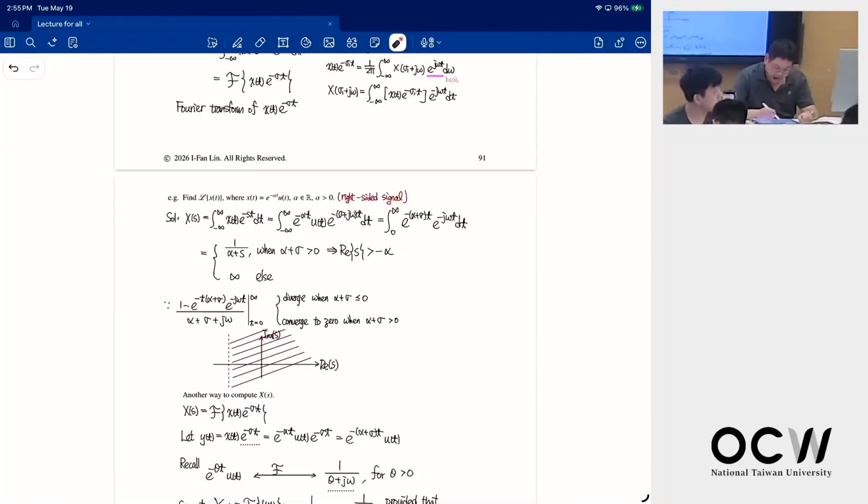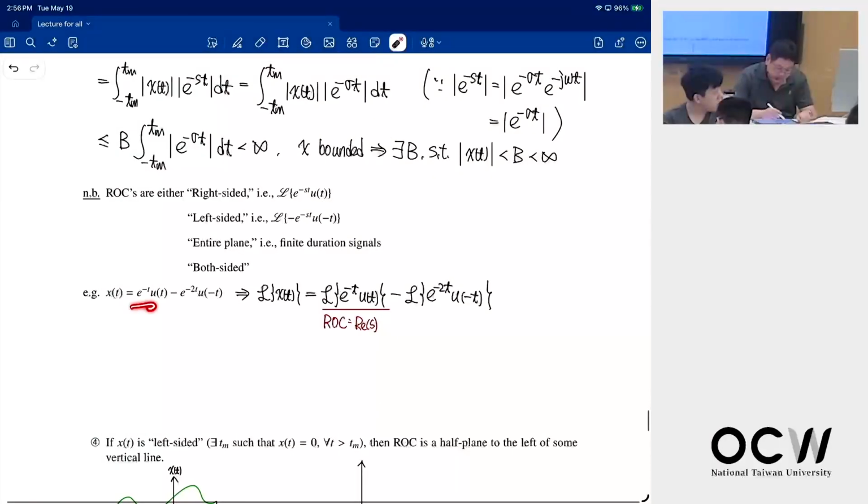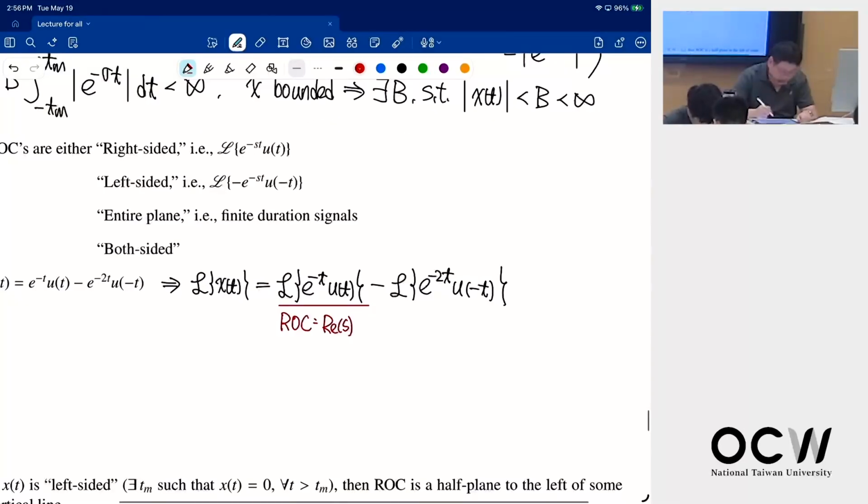There'll be 1 over alpha plus s, and then it should be greater than minus alpha, right? So here, greater than minus alpha, alpha is 1. So this should be greater than minus 1.